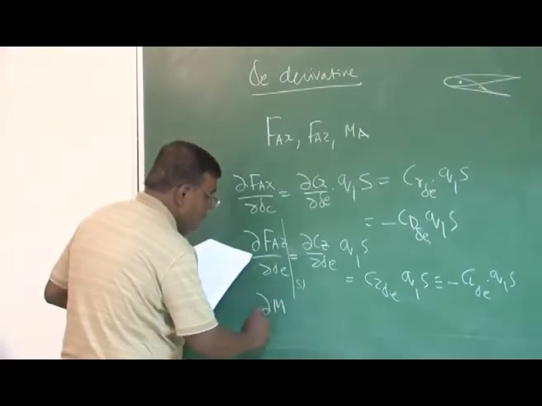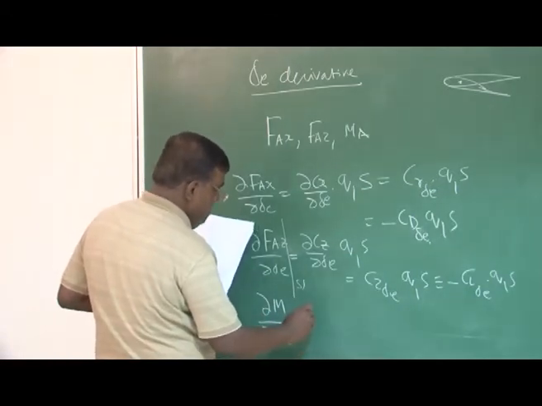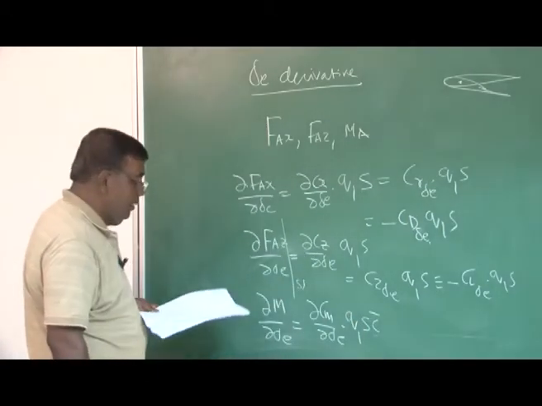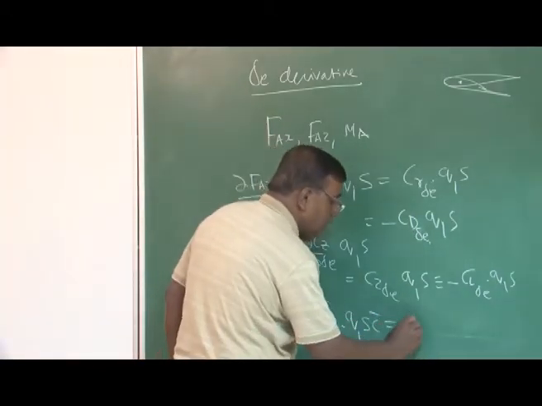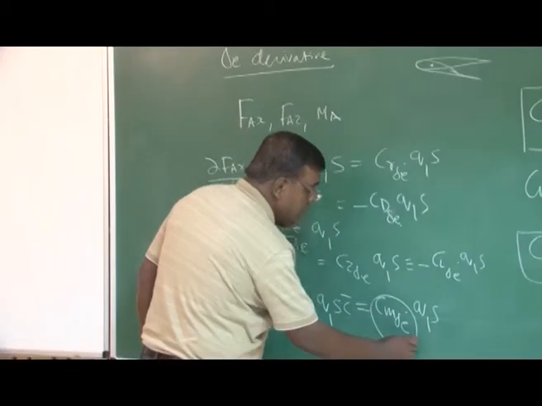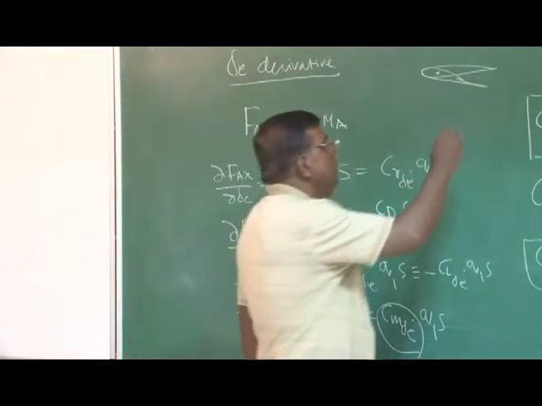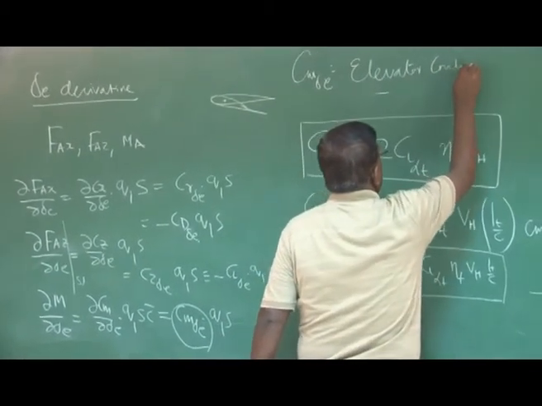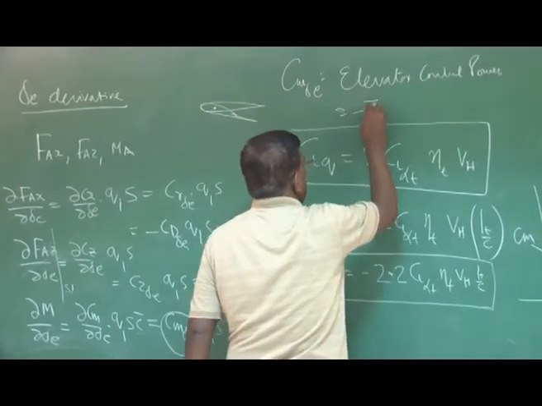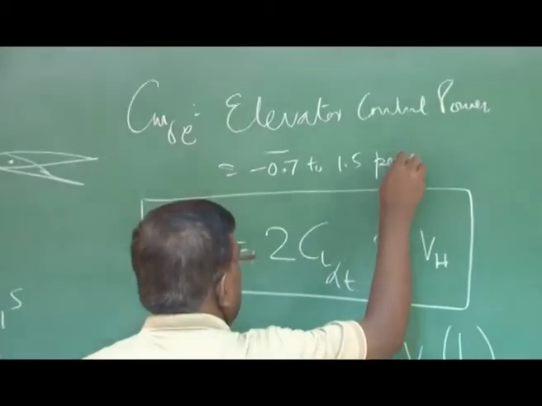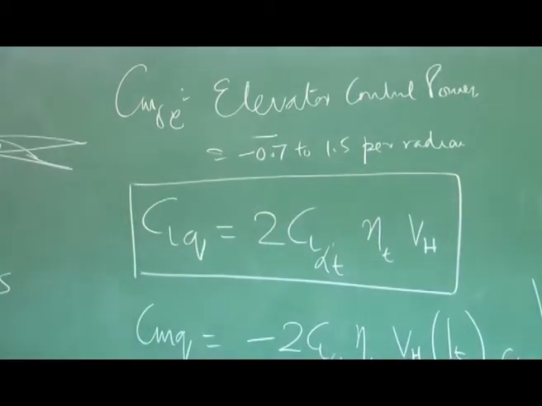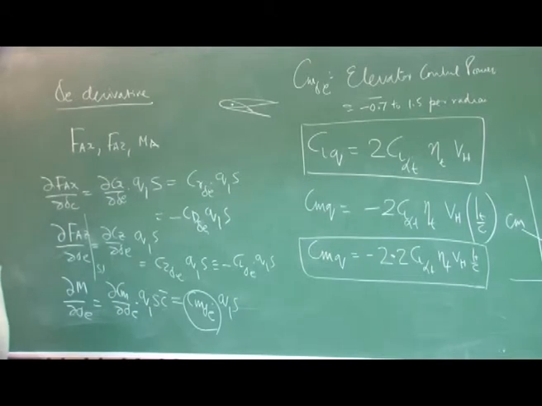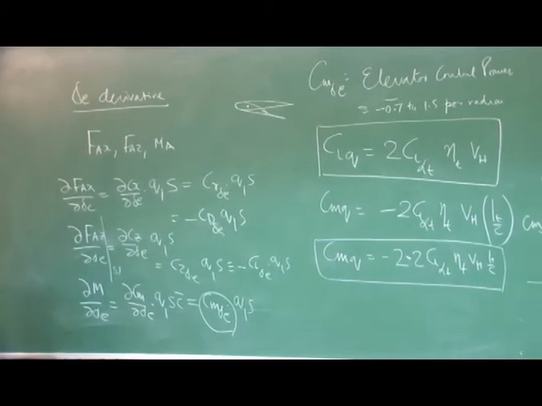Similarly, if I write dM by d delta E, this will be dC_m by d delta E into Q1 S c bar, and this is the very popular, very strong derivative C_m delta E Q1 S. And what is C_m delta E? You know, it is the elevator control power, and we have already derived those expressions in the last module. It is the elevator control power, and the typical value is minus 0.7 to minus 1.5 per radian. So, that completes the derivation of all those derivatives which will be required to solve the longitudinal perturbed equations of motion.